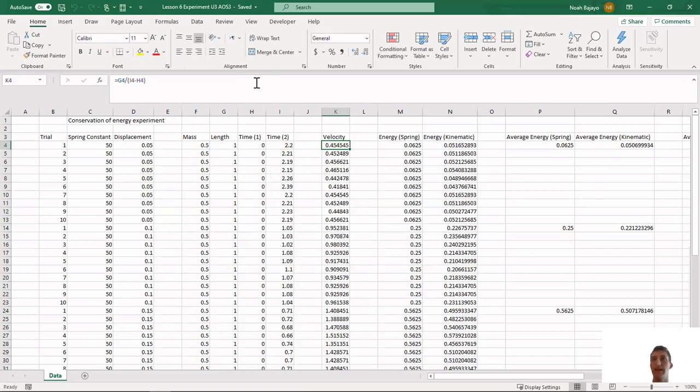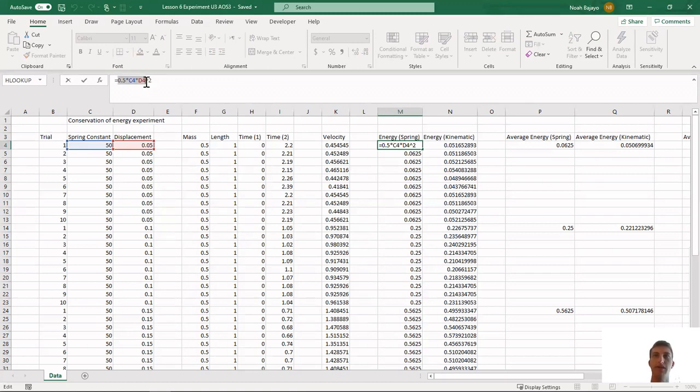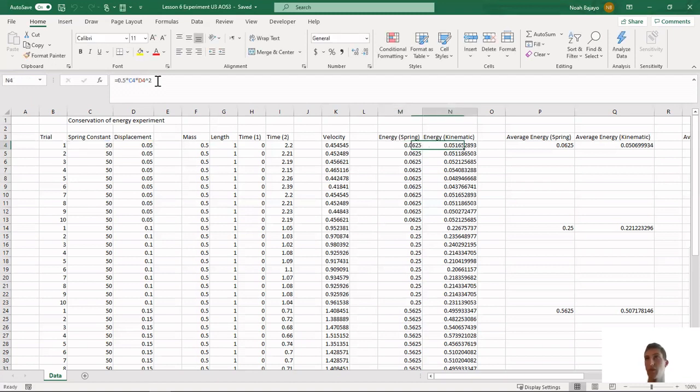After that, we can calculate our spring energy using half kx squared, and that is literally what I've done here. So I've got a half, then multiplied by C4, which is the k value, and then D4 is the displacement, and then we square that. Further along, we have the kinetic energy, and that is going to be half mv squared, which is what we have over here. So a half by the mass by the velocity squared.